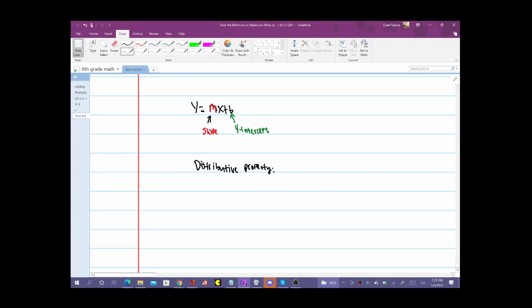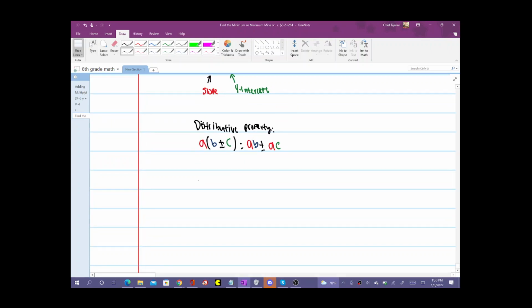is basically if you have A times (B plus or minus C), this will give you A times B plus or minus A times C, okay? So I'm going to first go very simple. I'm going to try to do very simple linear equations.